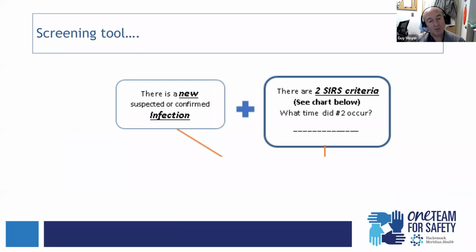The first 2 things that we're going to look at are: is there a new, suspected, or confirmed infection? That could happen at any time, from evaluation in the emergency department as well as when the patient is actually admitted to your unit. In addition to that, there are also your 2 SIRS criteria. When you're looking at your SIRS criteria, you want to identify what time these 2 criteria occurred, in addition to the source of infection being identified. And that is early sepsis. That's what we're going to try to recognize right off the bat to prevent our patients from progressing into a more terminal state.